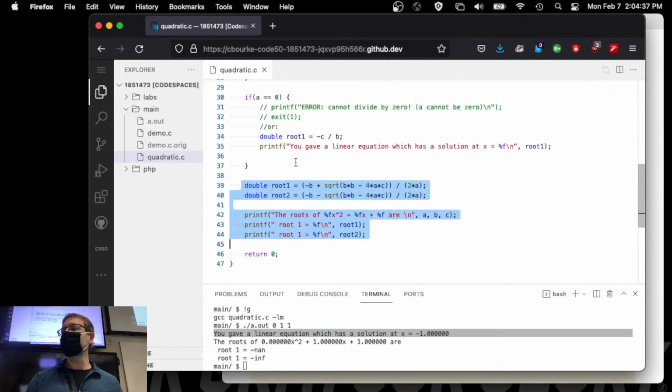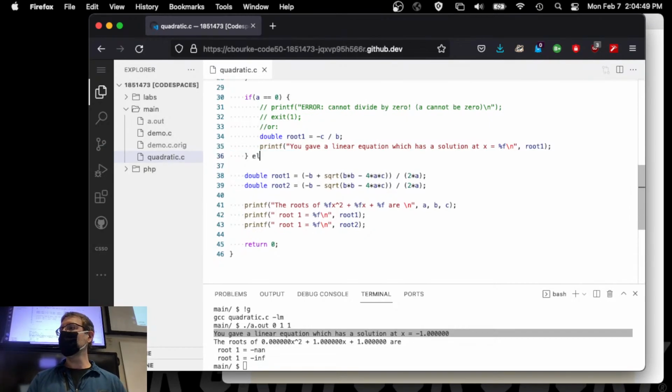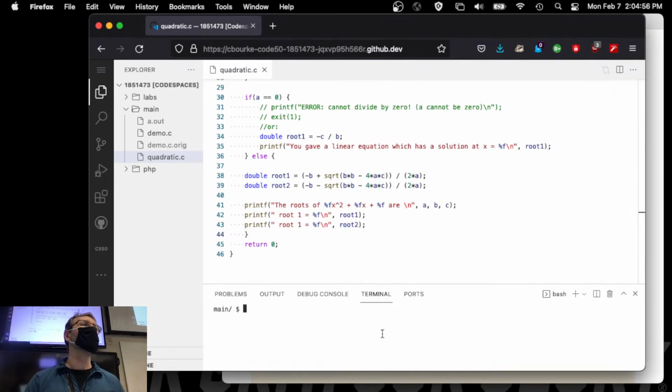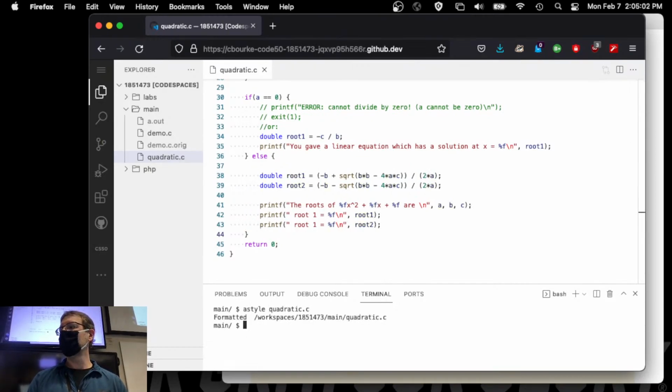So how could I fix that? You just exit right there. Okay, I could exit with no error code, 0. Everything was fine, right? You just gave me a linear equation instead. What's an alternative? Else, and then all of this stuff. Right? Except now I have to go in, tab over, tab over, tab over, tab over, or A style, quadratic, and it does it for me. Okay? Is there a better way?